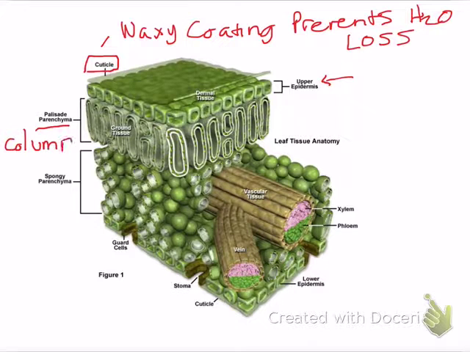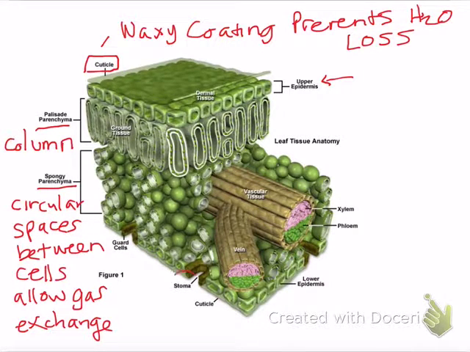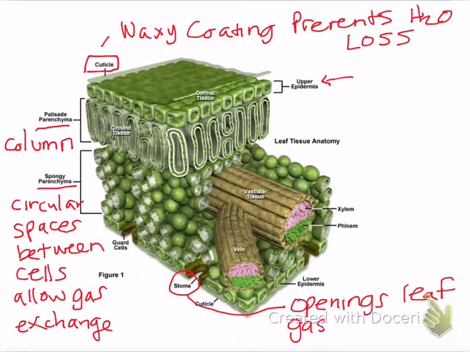And underneath that, we have the spongy layer. Notice the spongy layer is circular, and there's spaces between the cells. And those spaces between the cells allow for gas exchange. We also have these stomata, and the stomata are openings in the leaf that allow for gas exchange. We'll talk more about that in the next slide.